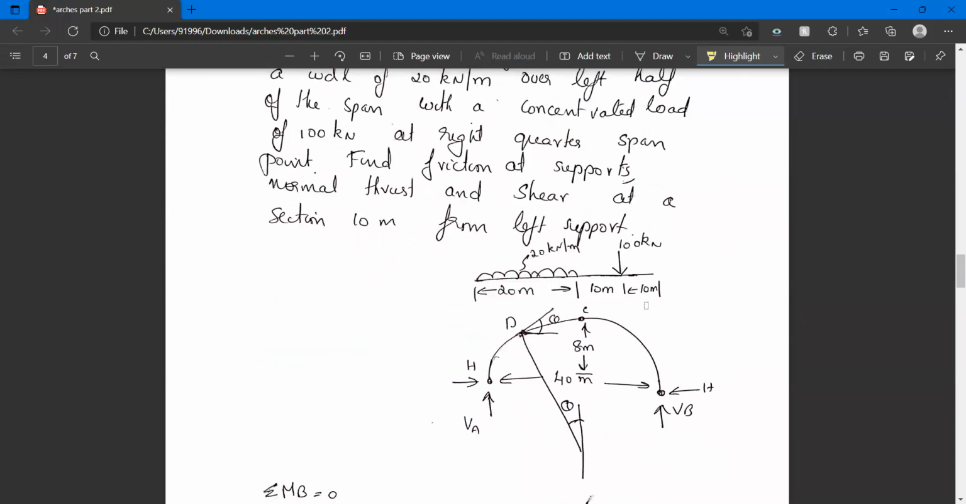So you can see the figure given here. On the left half you have the UDL. At the right quarter span you have a concentrated load. You should find the forces at a different point D, which is 10 meter from the left support.